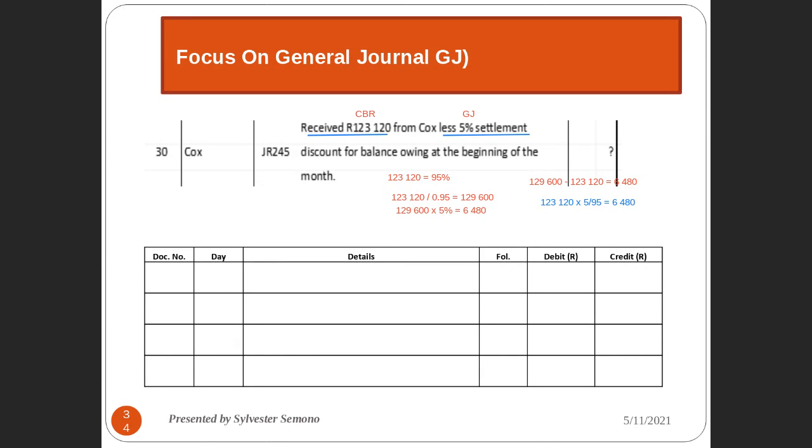Firstly, let me start with the debtors. Debtors control is an asset. And the asset is decreasing on the credit side. I think you agree with me there.